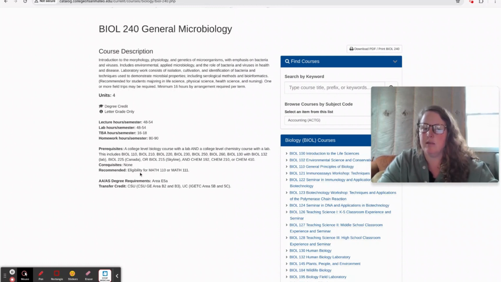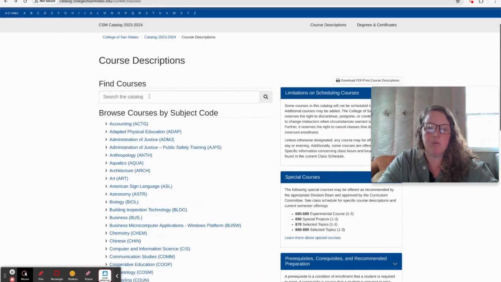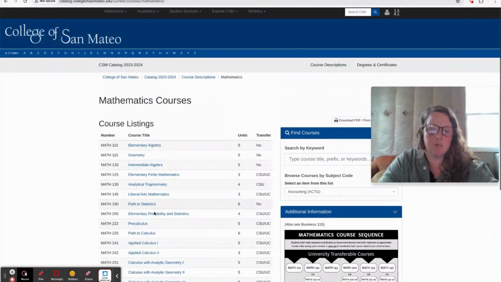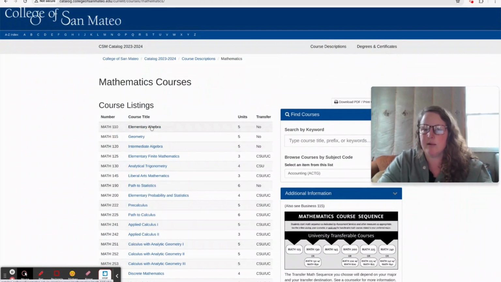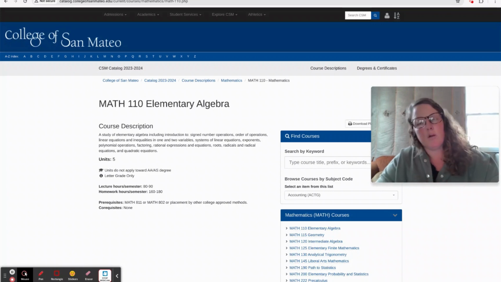Recommended is that you're eligible for math 110 or 111. So then you have to go back here and say, how are you eligible for math 110 or 111? Let's go to math. I haven't seen this site or anything, so we're just doing this together. So are you eligible for math 110, which is elementary algebra? Prerequisite math 811 or 802, or placement by other college approved method. So if you took a test and it said that you were available to take math 110, that's the test you take in. It's usually called the AccuPlacer. You take that to get into community college, and they know where your placement is.